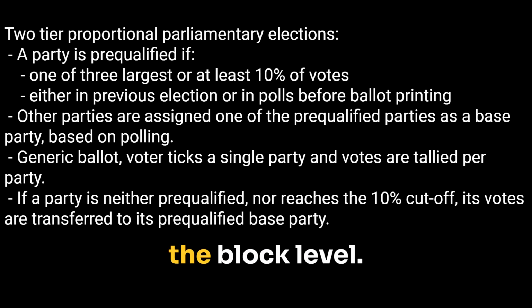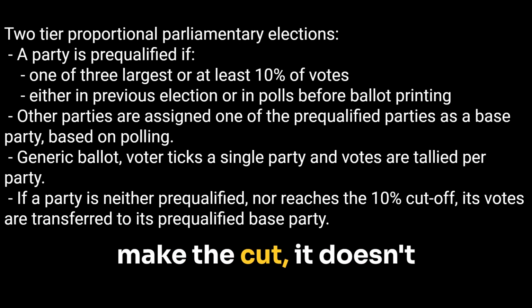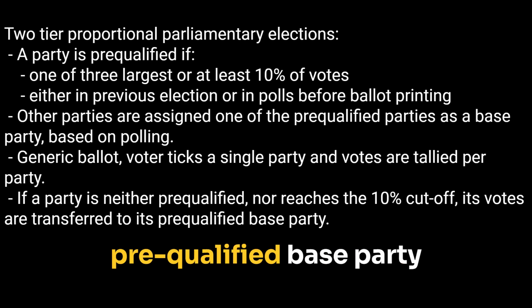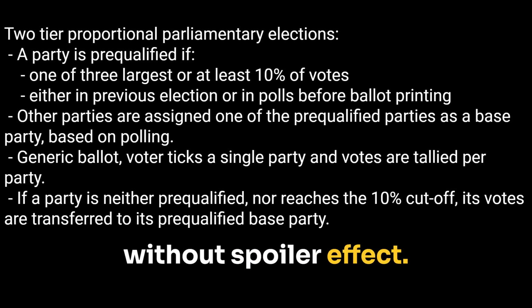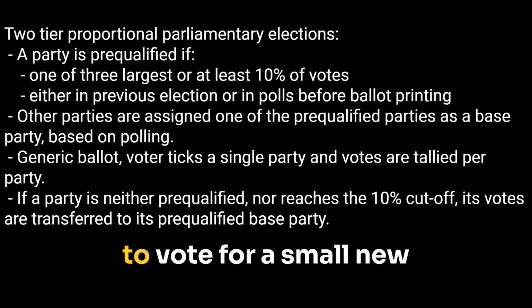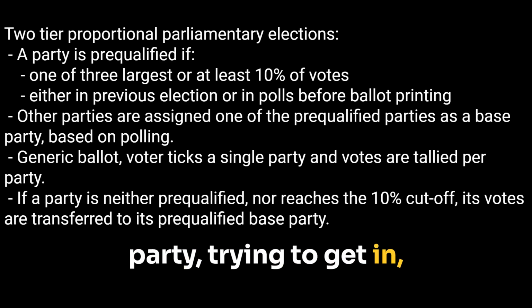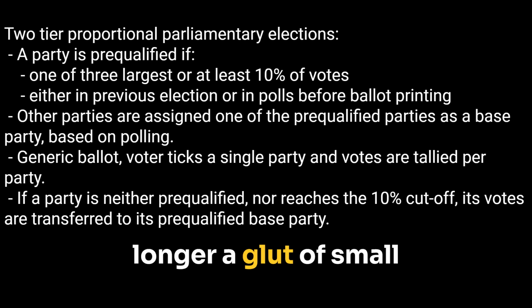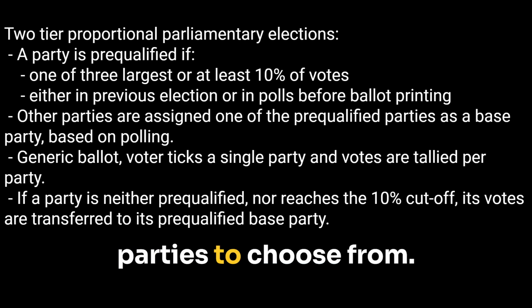Proportionality is improved on the block level. If one party fails to make the cut, it doesn't upset the balance of power between the blocks, as the voters are transferred to the pre-qualified base party without spoiler effect. At the same time, it would be much more common to vote for a small new party trying to get in, since such votes would no longer be thrown away and there are no longer a glut of small, rotted old establishment parties to choose from.